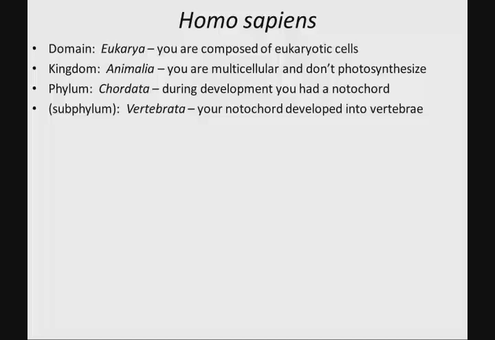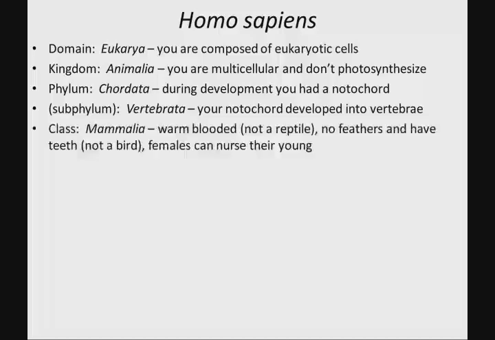And so all the things that have a backbone are probably more closely related to each other than things that don't have a backbone. So we are in subphylum Vertebrata. We are also in class Mammalia. So we're warm-blooded, we don't have feathers, and we have teeth. And females can nurse their young. So everything that has those characteristics are mammals, and we're all more closely related to each other as mammals than we are to things that aren't mammals.